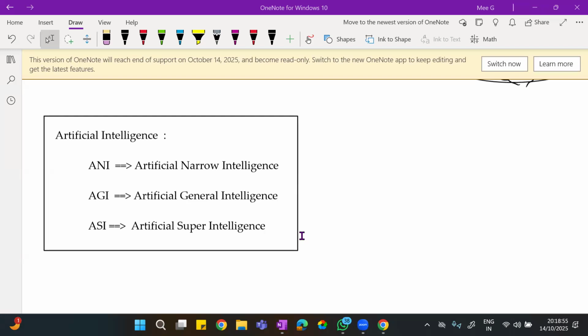Any example means we are not there in that field yet. The best example you can take as of now is that we are in this phase. We are not even at this one. So you can think of the Transformers movie, where they are all advanced-level super intelligence machines. That is exactly what I'm talking about. Nothing like that exists as of now.